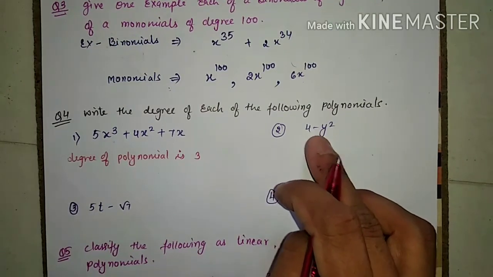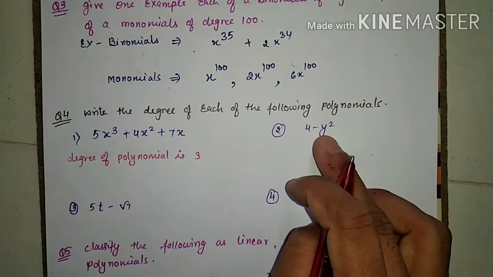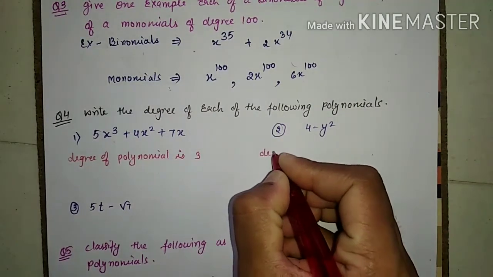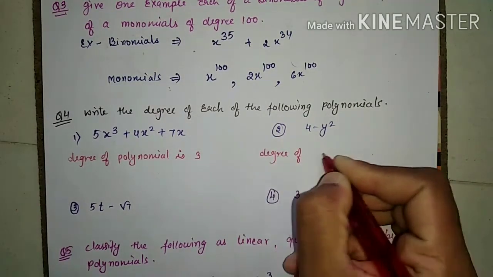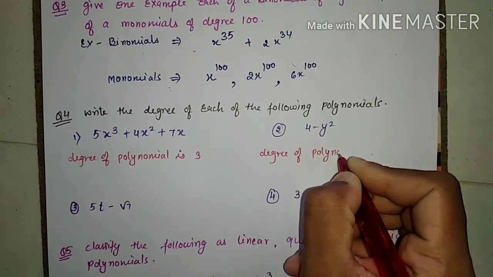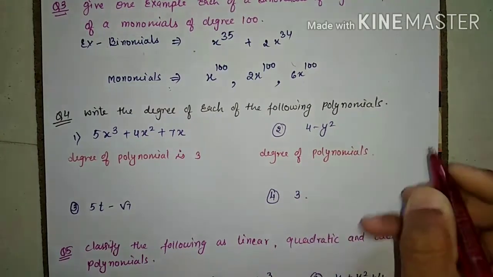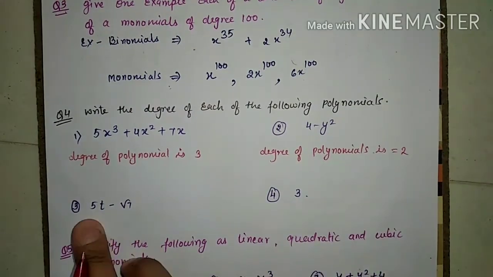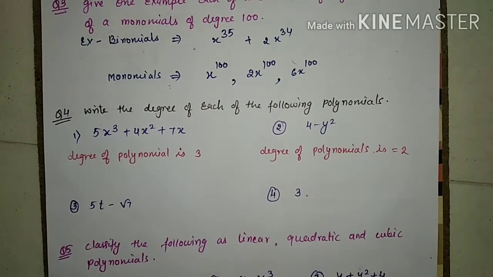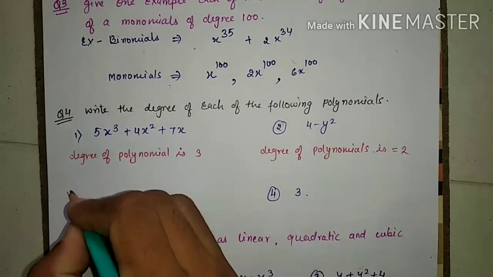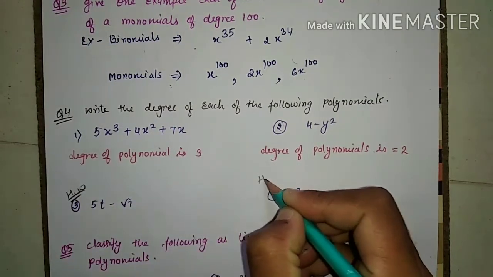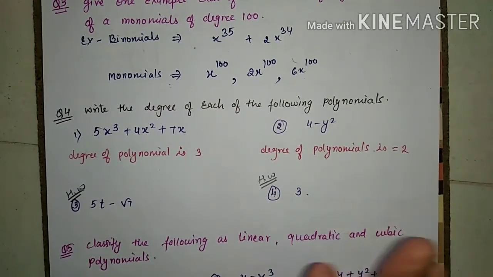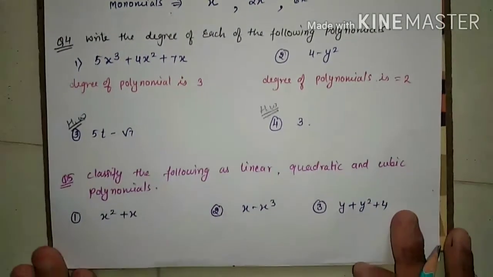Next, 4 minus y square. Now tell me which is the highest degree here? Obviously y square, it means 2. So what will you write? Degree of polynomial is 2. Third and fourth I am giving you as homework. I want the answer from you. Try to solve these 2 questions by yourself. If you are not getting them, I will give you the solution in the next video, but try. Okay. Now come to the next question.